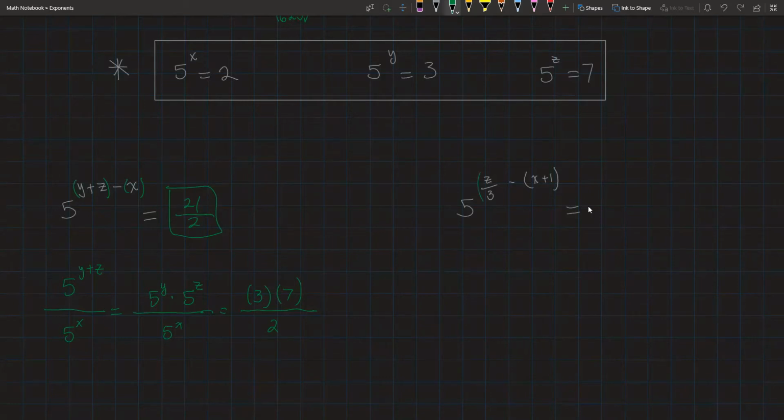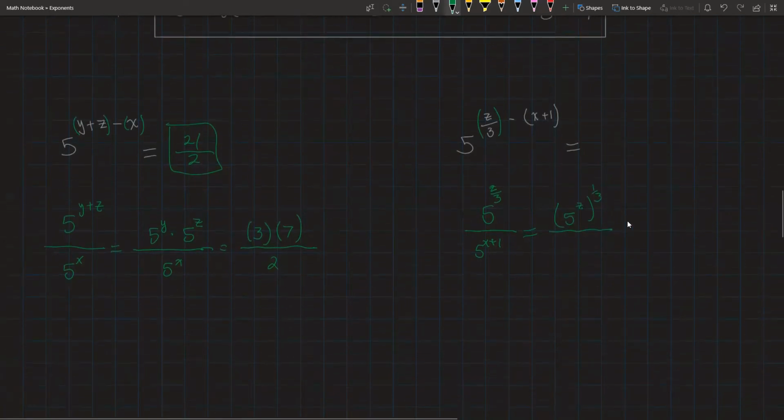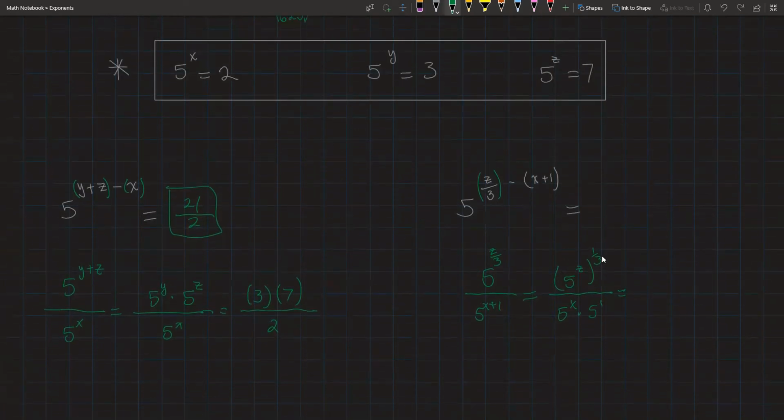Because I see the subtraction, I'm going to think of this exponent minus that exponent. That's kind of nice again because we can write the quotient 5 to the z over 3 over 5 to the x plus 1. Let's simplify those separately, but using our skills that we've acquired at this point. This one will be the numerator, 5 to the z to the 1/3. That's definitely what's going to work there. And down here, it's not bad. 5 to the x times 5 to the 1st. You should recognize that. 5 to the z is a 7. So 7 to the 1/3.